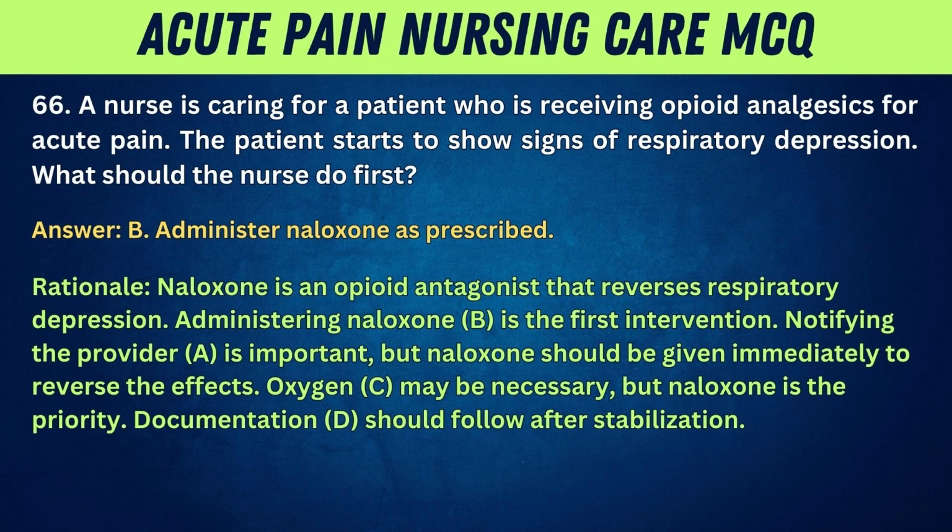Answer: B. Administer naloxone as prescribed. Rationale: naloxone is an opioid antagonist that reverses respiratory depression. Administering naloxone, B, is the first intervention. Notifying the provider, A, is important, but naloxone should be given immediately to reverse the effects. Oxygen, C, may be necessary, but naloxone is the priority. Documentation, D, should follow after stabilization.